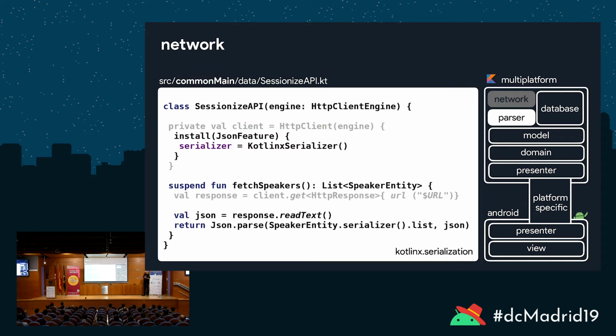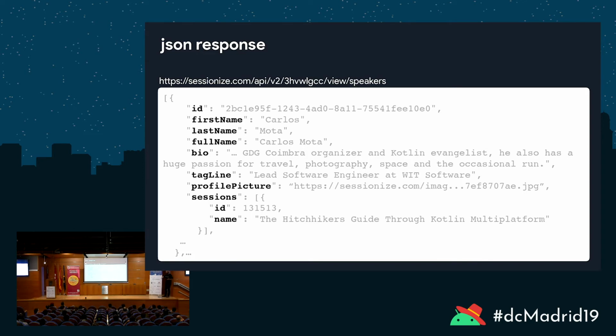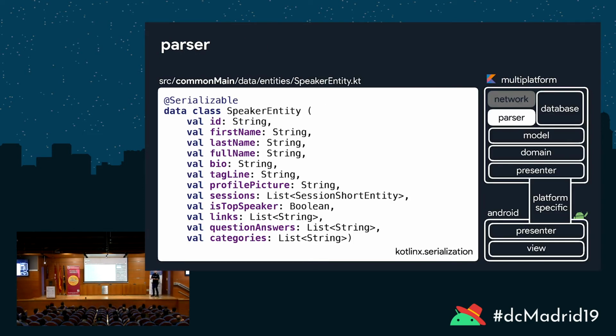Since I know that this content is JSON, it's going to be in a JSON body, so I'm going to parse it, as we do on Android. This is my JSON response. I can identify here that I've got an ID, a first name, a last name, a full name. So I'm just going to create a data class with these arguments, and automatically everything will be parsed, okay?